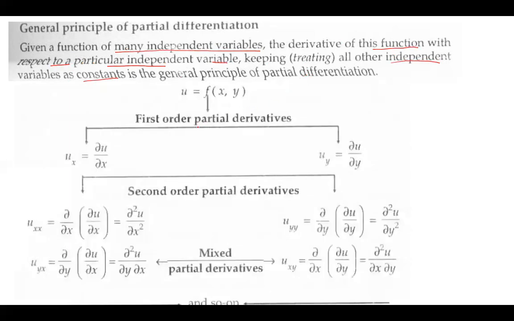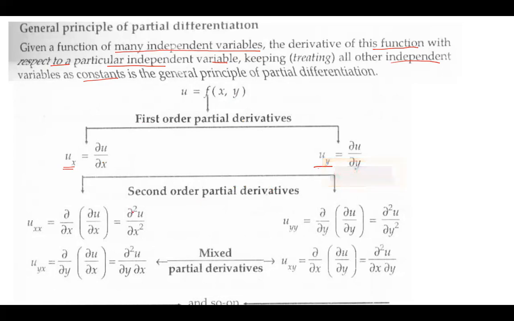Let's see how partial derivative orders are segregated. If u is a function f of x comma y, then the first order partial derivatives are dou u by dou x, also represented as u subscript x, and dou u by dou y, which is written as u subscript y.